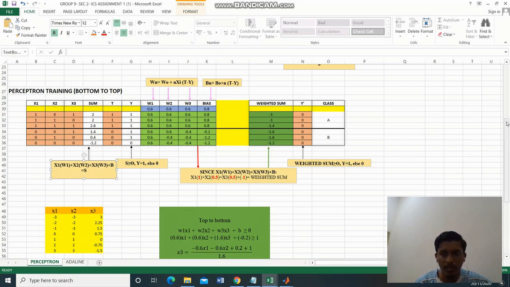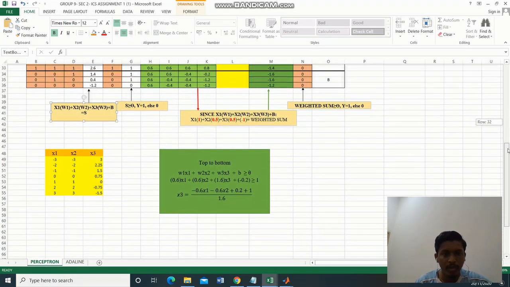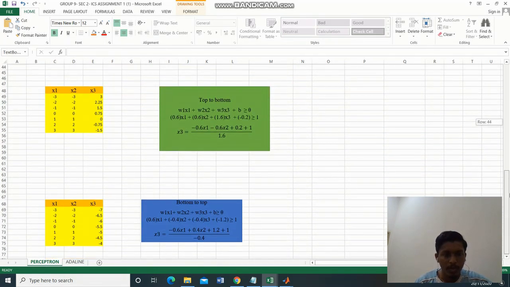Now I am going to show the table for bottom to top. For the values x1, x2 and x3, I follow this formula: w1 x1 plus w2 x2 plus w3 x3 plus bias more than or equal to theta. So we will get the values for each one by using this formula.